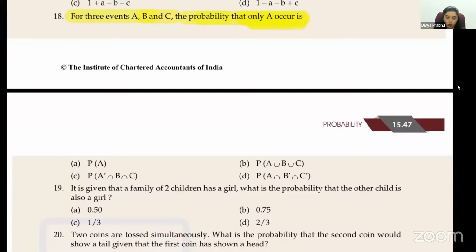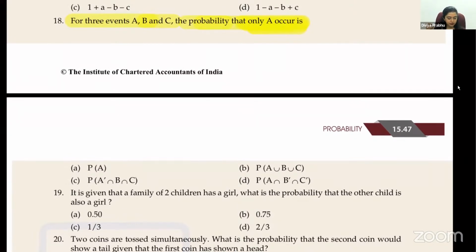Only A should occur, which means that events B and C should not occur, only A should occur. Which is the right option? And see the options here. Only A should occur, which means B and C should not occur. Don't have to calculate anything. Just understand the concept and get the answer. Look at the options first. That's when you will understand.